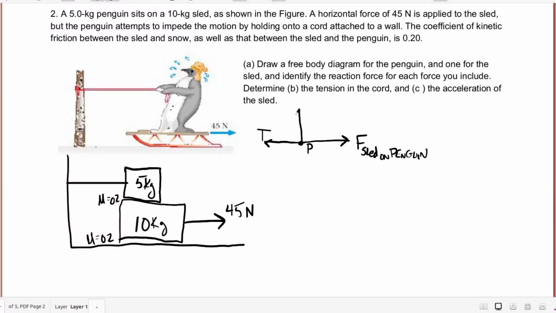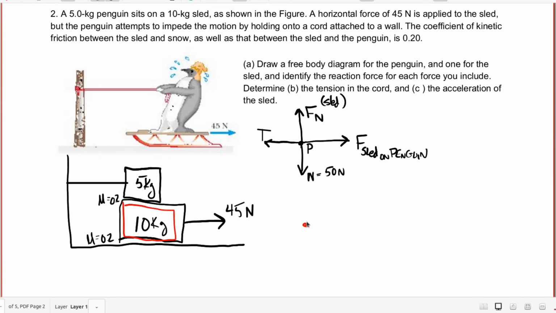happening. I have a normal force here. That is the force of the sled acting upward on the penguin. And I have the penguin's weight. That is 50 newtons, 5 kilograms times g equals 10 meters per second squared, so a force of 50 newtons down.